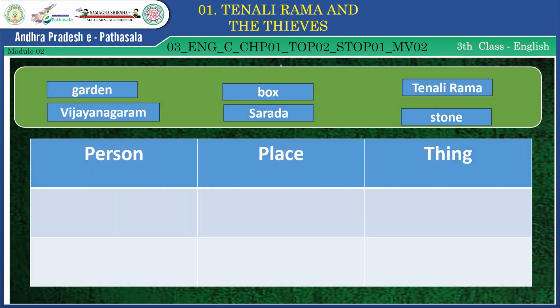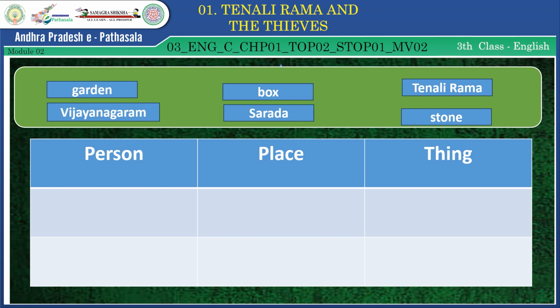Children, let us do this activity. Read the words in the above box and place them in the appropriate places. Garden, box, Tenali Rama, Vijayanagaram, Sarada, stone. Let us start the activity.